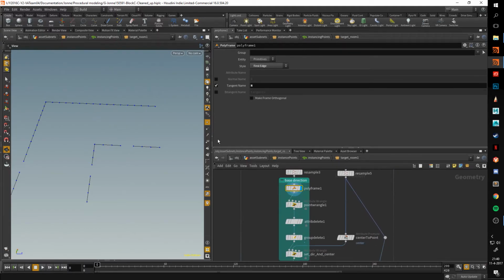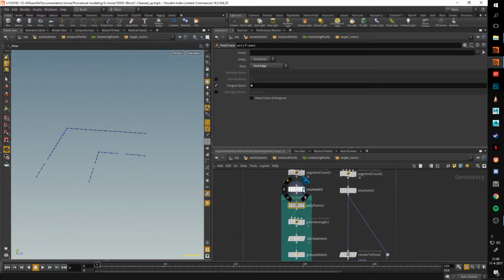So here I add a base direction. It's not really visible from here, it seems. Oh, wait, I think that's a viewport glitch. Yeah, there we go. It's not very visible, but you can see that there are vectors pointing along the axes of these lines.